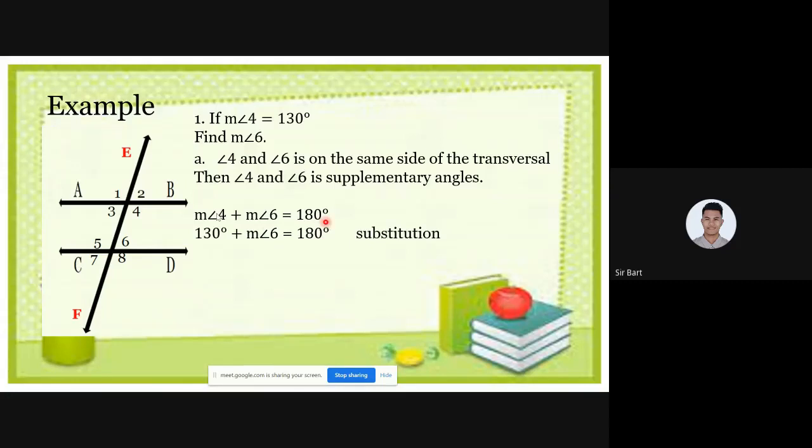By substitution, let's substitute the value of angle 4 by 130 degrees. 130 degrees plus the measure of angle 6 is equal to 180. Using APE or addition property of equality, the measure of angle 6 is equal to 180 degrees minus 130 degrees. And the measure of angle 6 is equal to 50 degrees.